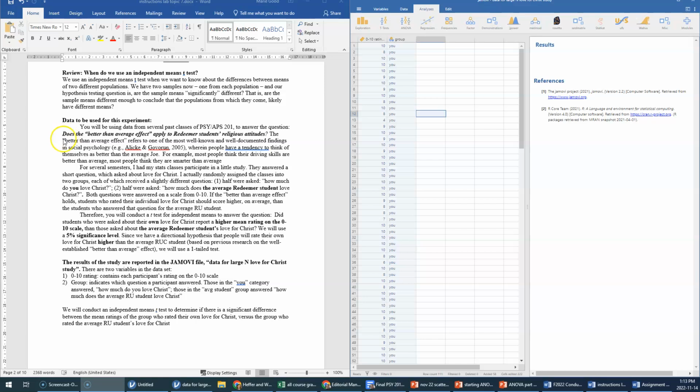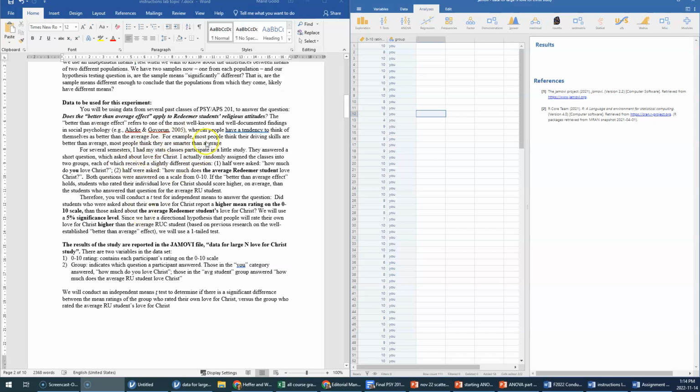Well, as you will probably know if you've taken social psychology, the better than average effect refers to this really well-known and well-documented finding in social psychology where people have this tendency to think of themselves as better than the average Joe. So there's been a ton of research on this showing that, for instance, people tend to think their driving skills are better than average. Most people think they're smarter than average, more attractive than average, etc. This is a very well-known human cognitive bias.